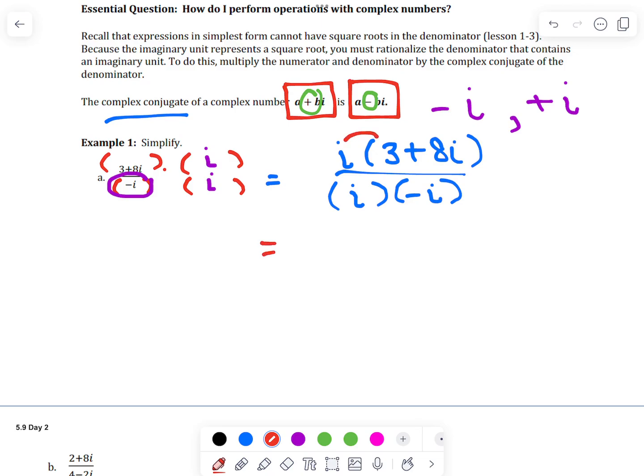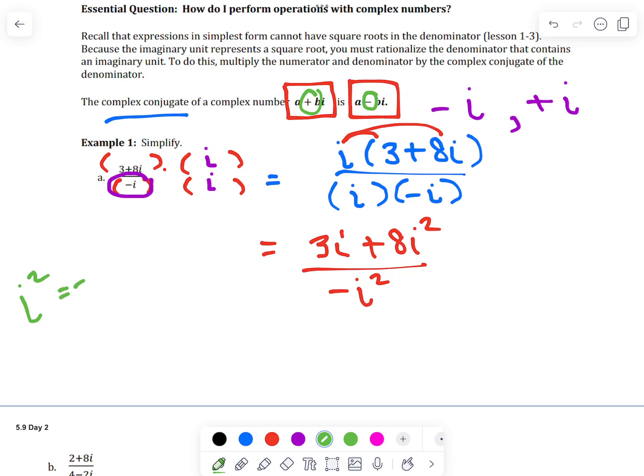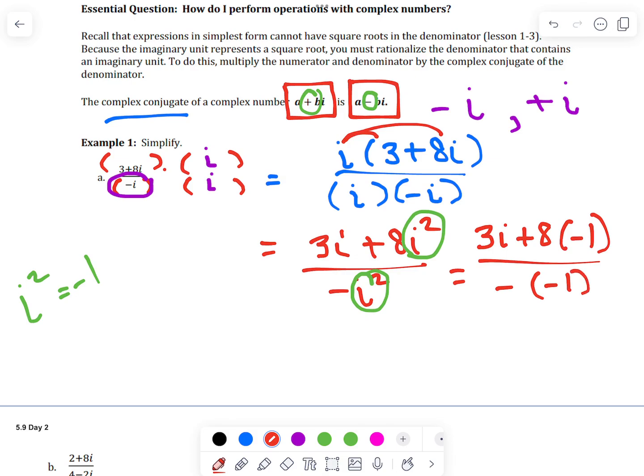i times 3 is 3i. And then i times 8i is 8i squared. In the denominator, i times negative i is negative i squared. Now just like in our previous lesson, when you see an i squared, you replace it with a negative 1. So this term is going to become a negative 1, and this piece will become a negative 1. So we have 3i plus 8, and we replace each i squared with a negative 1.